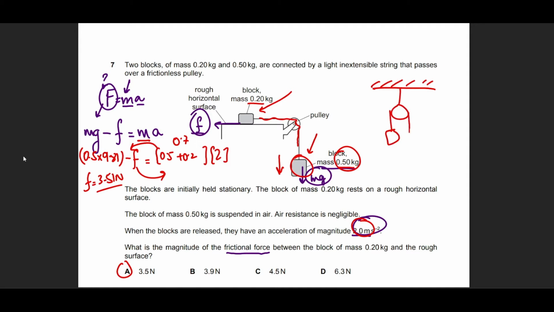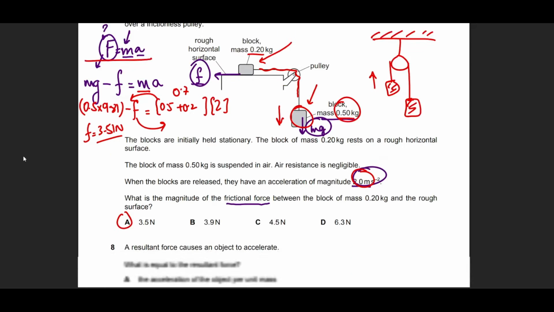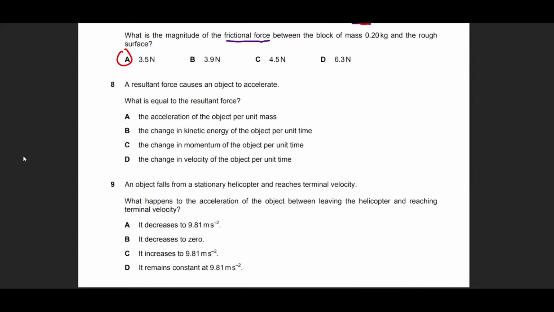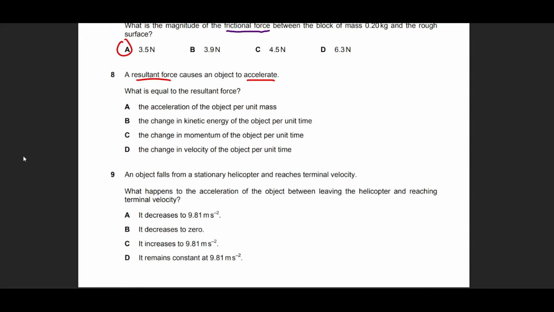There is a block of mass over here and there's a block of mass over here. What will happen if they're allowed to move? Which one is heavier, which one is smaller? The same equation, the same idea will be applied over there as well. Okay, question number 8 again is a part of definition. It says, a resultant force causes an object to accelerate. What is equal to the resultant force?